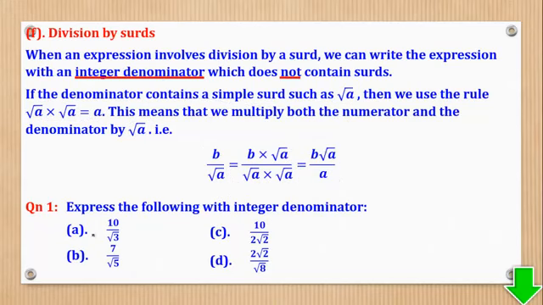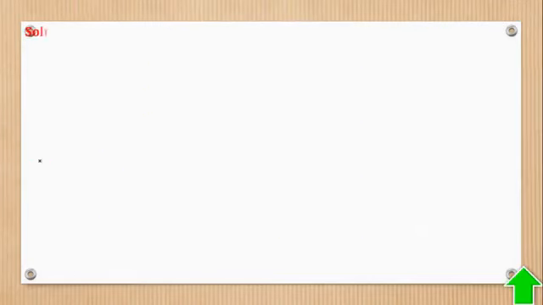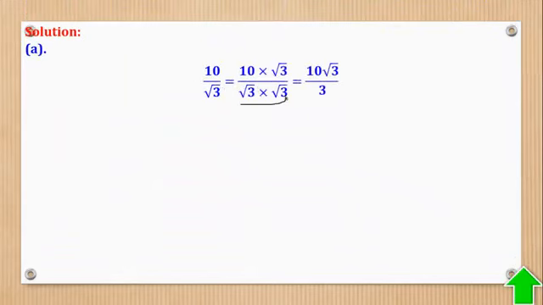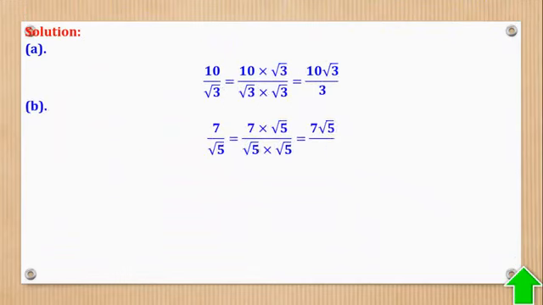So you're going to use that rule to simplify these ones to get an integer denominator for each. So for the first one, multiply up and down by root 3. So this becomes 10 root 3, this becomes 3. And there you'll have got an integer denominator. Then also for this, multiply up and down by root 5, you come up with 7 root 5 over 5. You have got an integer denominator.